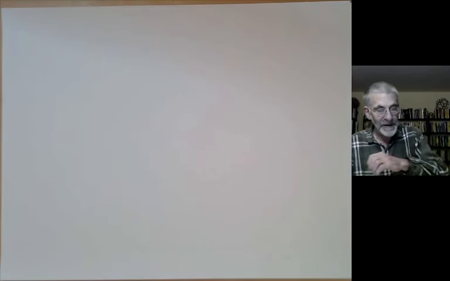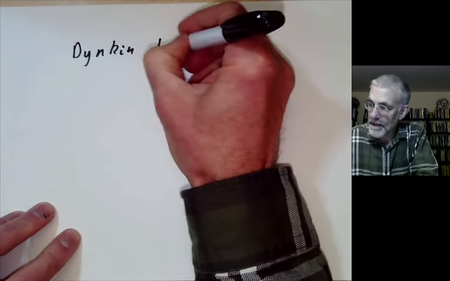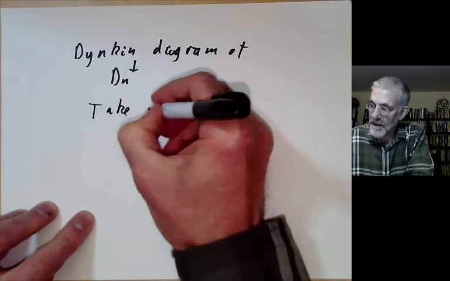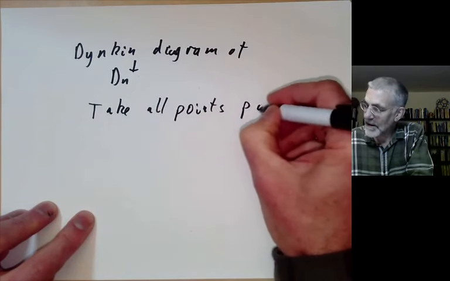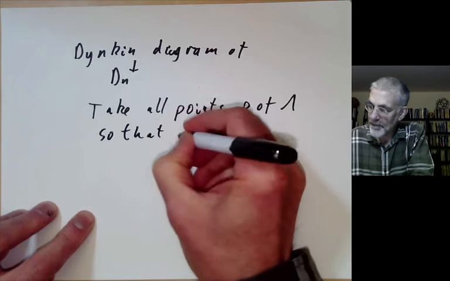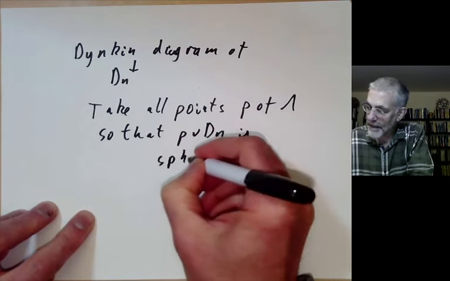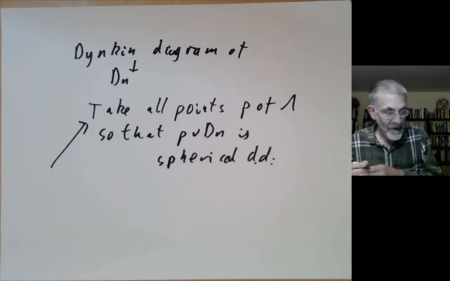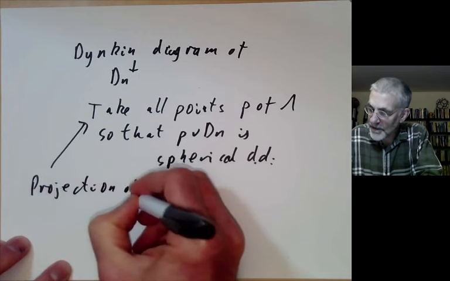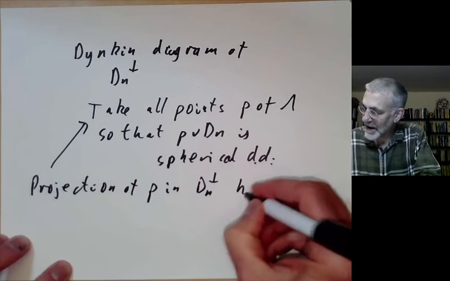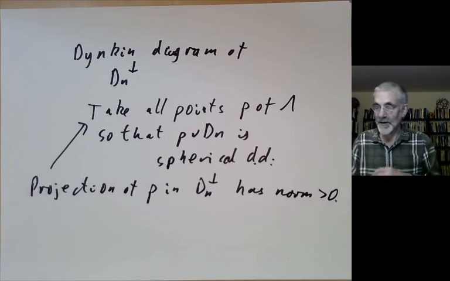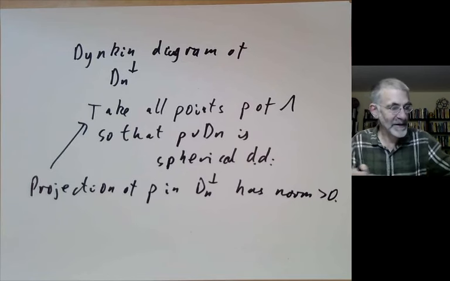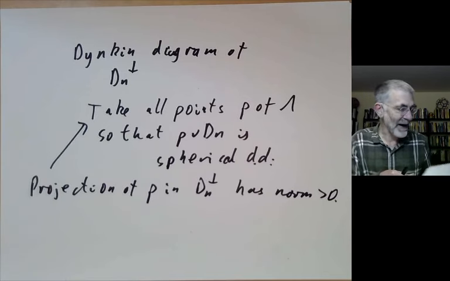And Conway and Sloane showed that the Dynkin diagram of the orthogonal complement of Dn can be obtained as follows. Take all points P of lambda so that P union the Dn is a spherical Dynkin diagram. Now, the reason for this is that this is the condition that the projection of P in the lattice Dn perp has norm greater than zero. And if you want this projection to be a root, it certainly has to have norm greater than zero. There's also actually another condition that it has to satisfy that I'll be discussing a little bit later, but for the moment, we're not going to worry about it.